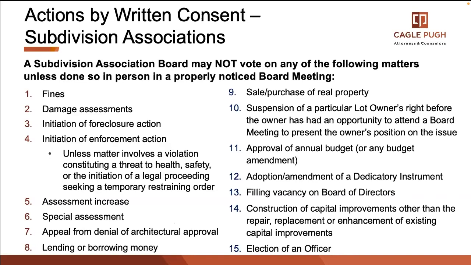Now, if they're making decisions outside the development period and they're not giving you notice of meetings, but they're making these decisions that are included on this list of 15 without you, they may be acting outside of their authority. So again, that sounds like a specific question related to your specific association. I'd be happy to talk to you about it later.